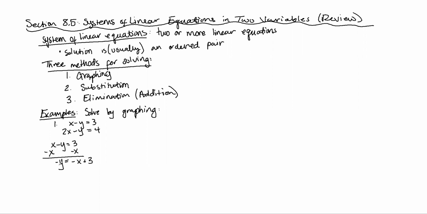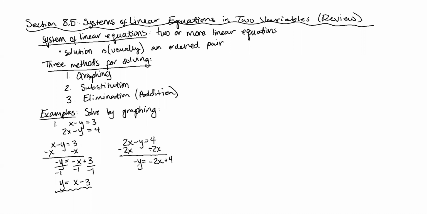Now I want this to be a positive y, so let's divide every single term by negative 1. We get a positive y equals a positive x, and then 3 divided by negative 1 is negative 3. So we have our first equation, y equals x minus 3. Now we'll do the same thing with our second equation. Again, first thing I want to do is get y by itself, so let's subtract the 2x from both sides. So we get negative y equals negative 2x plus 4.